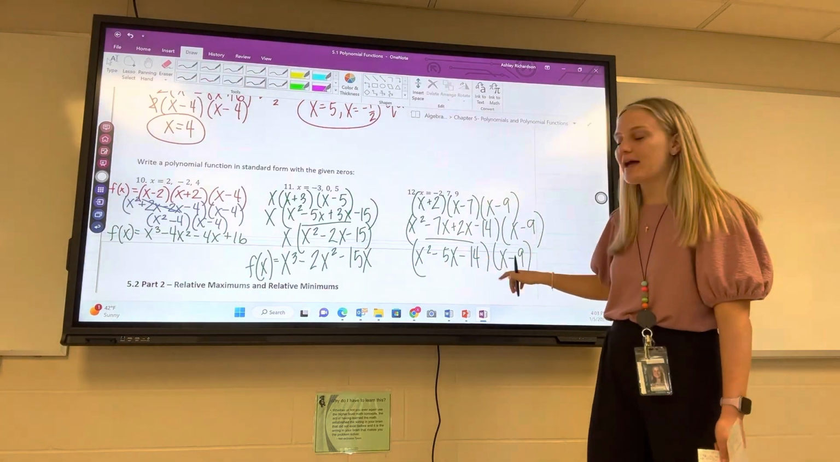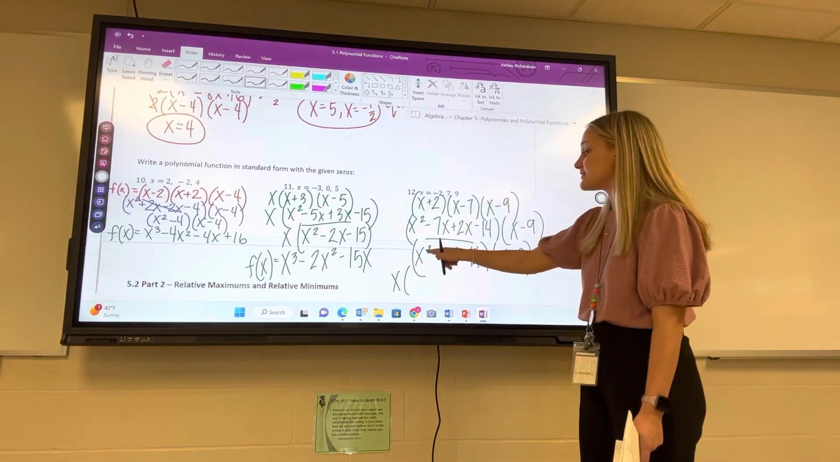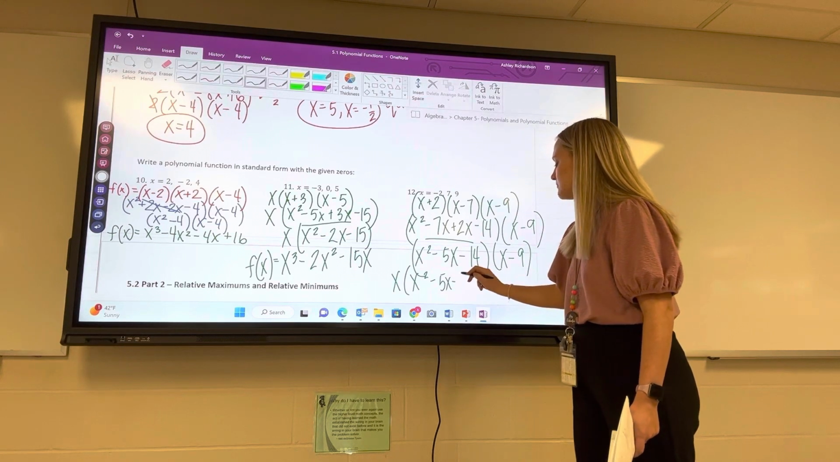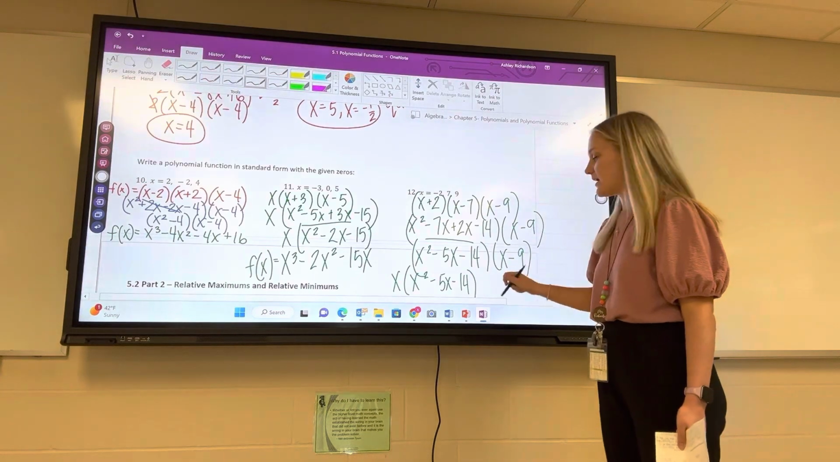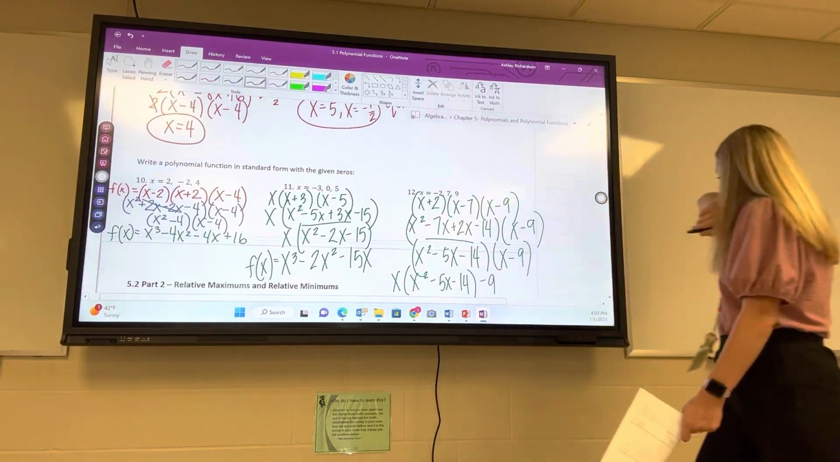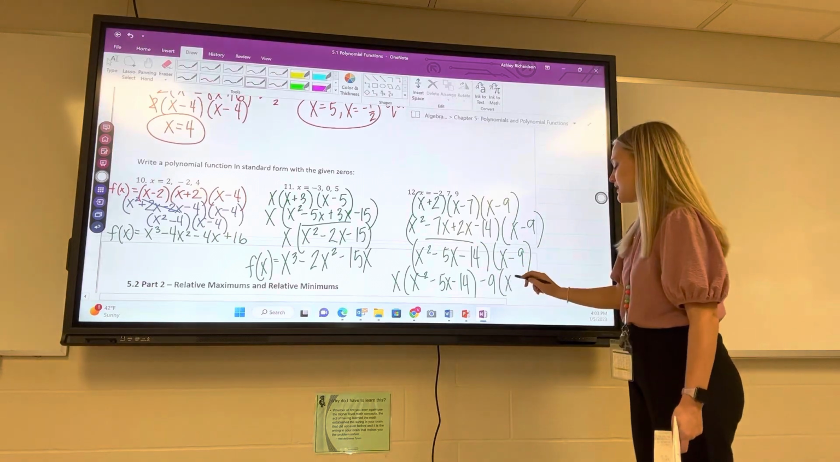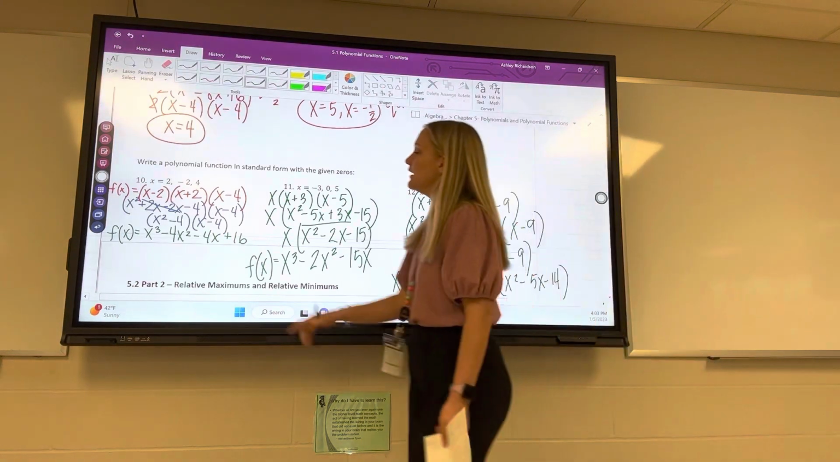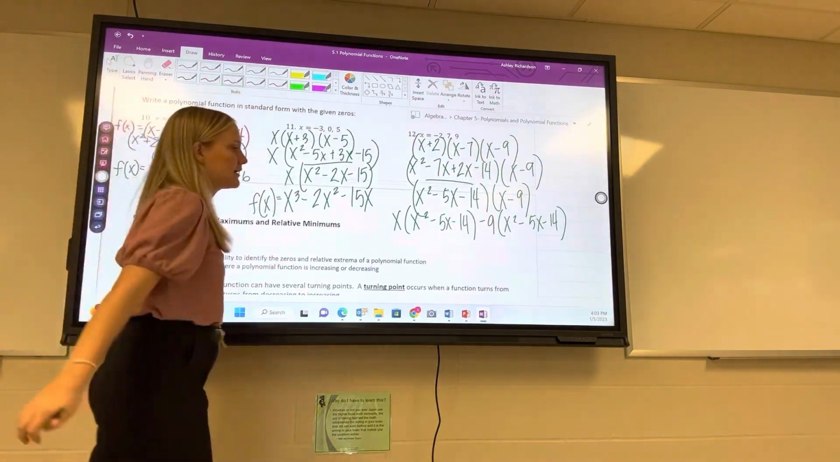I'm going to separate my x minus 9. I'm going to put an x here. And I'm going to take this x times everything in here. So x times x squared minus 5x minus 14. And then I'm going to put this minus 9 from the x minus 9 right here. I also need to take that times everything in the trinomial. So x squared minus 5x minus 14. And then I'm going to distribute both of them and combine my like terms.